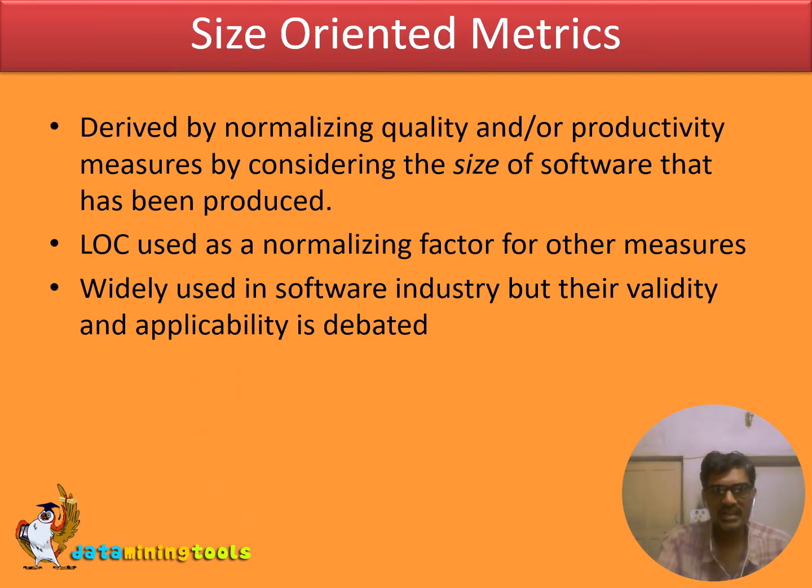Next, size-oriented metrics. Size-oriented metrics are derived by normalizing quality or productivity measures by considering the size of the software. LOC, lines of code. This is one of the most common size-oriented metrics because you are estimating the number of lines of code written to get an objective done, and you measure it per user, per month, on time and usage criteria. This is widely used in the industry. Size-oriented metrics are very common with software development and product management folks.